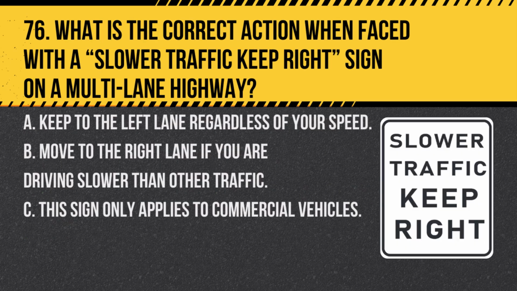Question 76. What is the correct action when faced with a slower traffic keep right sign on a multi-lane highway? A. Keep to the left lane regardless of your speed. B. Move to the right lane if you are driving slower than other traffic. C. This sign only applies to commercial vehicles. Answer B. Move to the right lane if you are driving slower than other traffic. This helps maintain traffic flow and reduces congestion by keeping slower moving vehicles out of the left, passing lane.